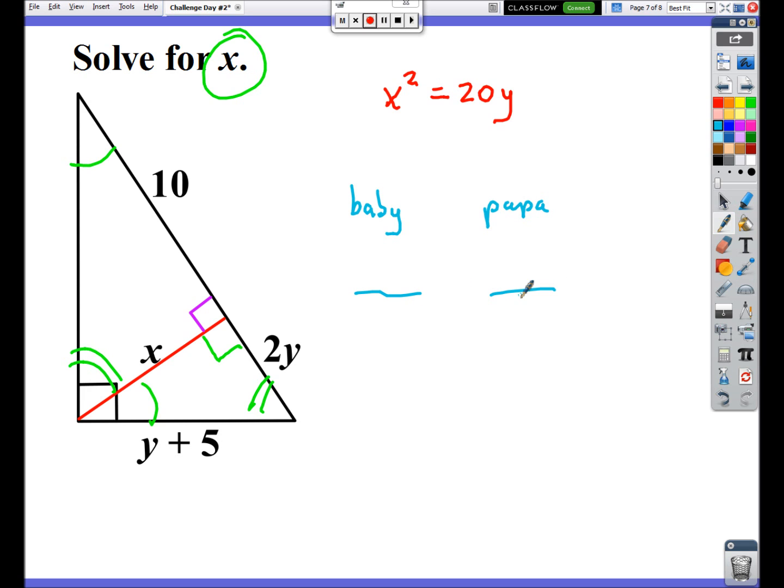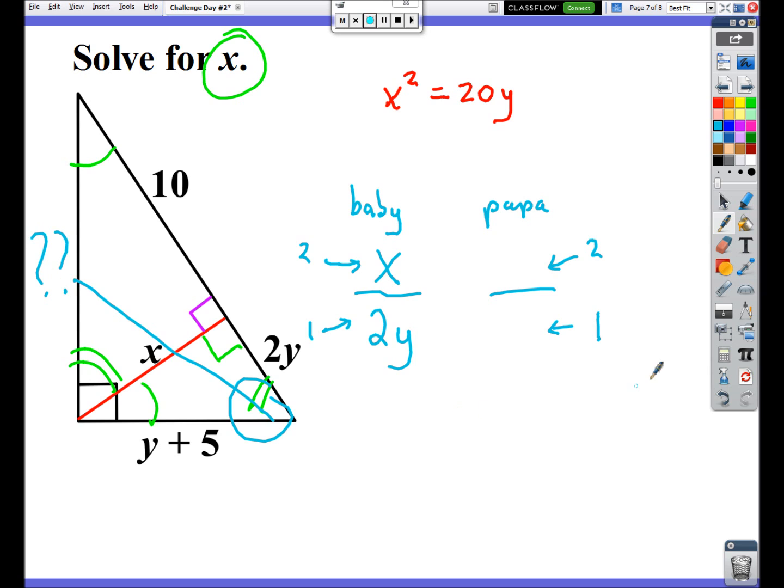Now in the baby triangle, we know 3 things. We got the x, we got the 2y, we got the y plus 5. If you remember earlier, we used the x and the 2y in the baby triangle. So maybe let's try to reuse those and see where that goes. In the baby triangle, the x is opposite the 2, the 2y is opposite the 1. So if we go back to papa and we want to do a 2 and a 1, opposite the 2 in the papa is, crap, we run into the same situation again.